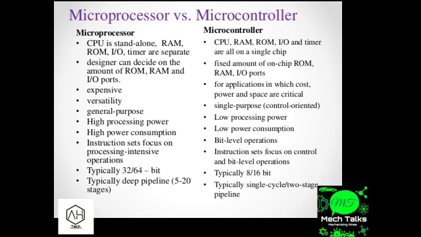Also, microprocessors typically have a deep pipeline, and they may be around 5 to 20 stages. But when it comes to microcontrollers, they are only used for a single task. So that's the reason they typically have single cycle or two-stage pipelines.